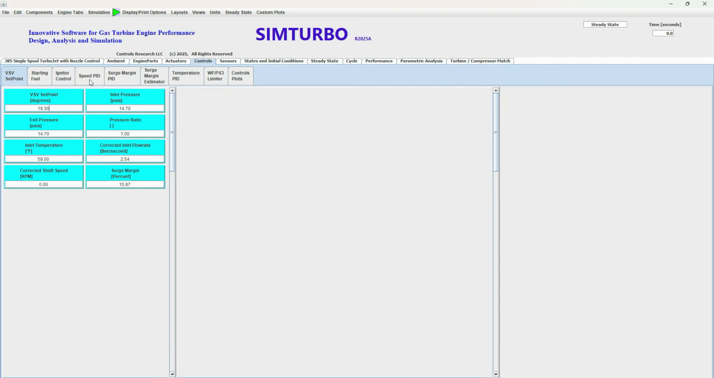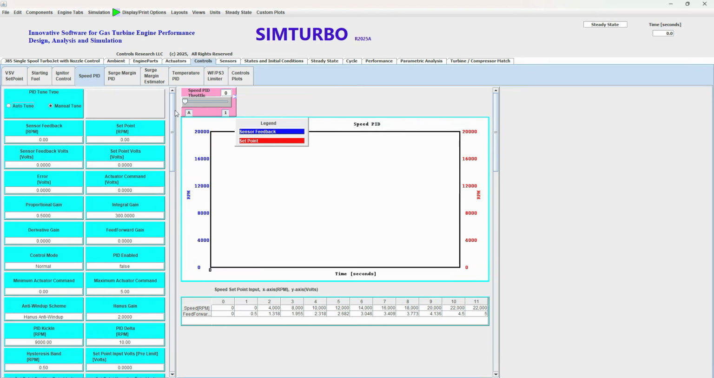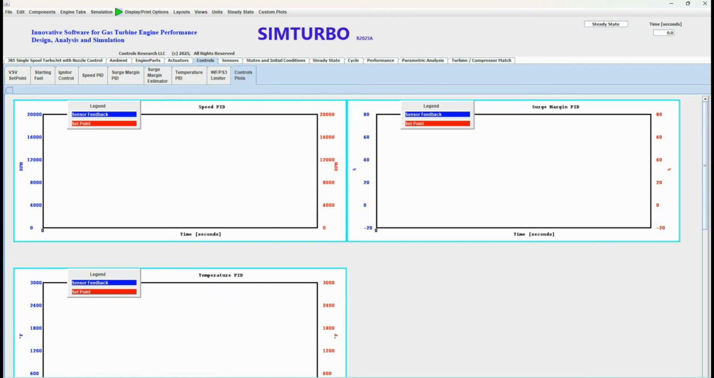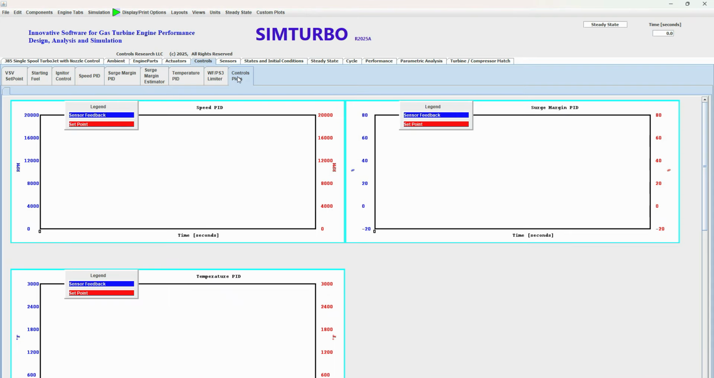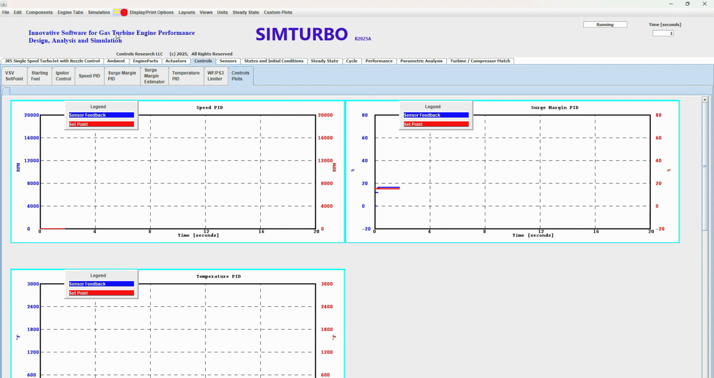The sub-tabs within Controls include the VSV setpoint, starting fuel, igniter control, each PID, surge margin estimator, fuel flow over compressor pressure limiter, and finally a sub-tab containing the time plots for each PID. We start the transient by clicking the green arrow at the top of SimTurbo. For this transient, the speed starts at 0 and temperature starts at ambient.